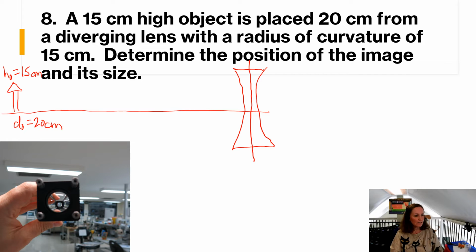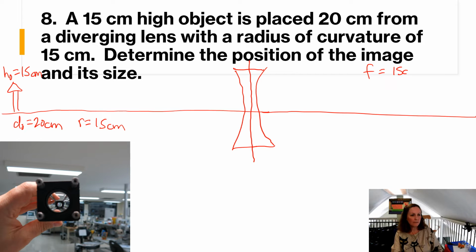We'll put a center line here. And we also have a radius of curvature of 15 centimeters. So here's our radius of 15 centimeters. So what do we know from that? Well, then we know that the focal length is equal to half of the radius of curvature, which will give you 7.5.